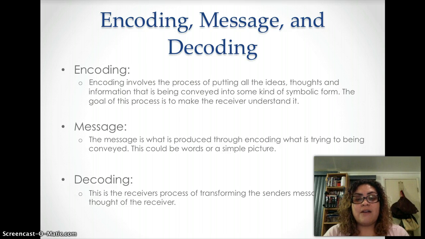The message itself is produced through encoding all this information. And this could be simple words or a simple picture. It could be a very elaborate commercial that gives some kind of feeling. There are many very different ways of doing that. And the decoding, this is simply the process by which the receiver of the message transforms this idea and this message and how they perceive it.